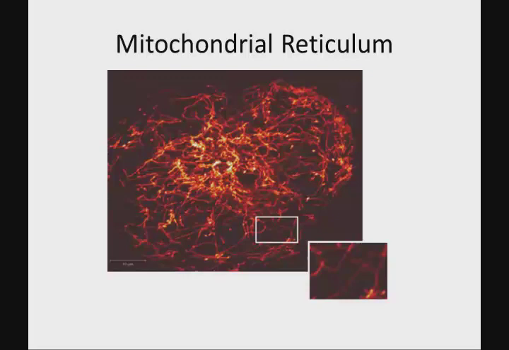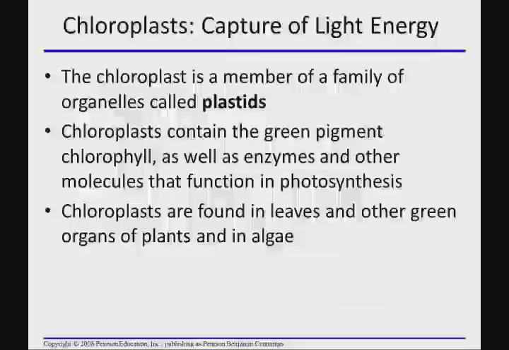Now, the other semi-autonomous organelle that we're considering are the chloroplasts. Again, they're one member of a family of organelles called plastids. But the chloroplasts contain a green pigment called chlorophyll, and we'll discuss this in greater detail when we discuss photosynthesis. This is going to be the site at which sunlight is captured and converted into a usable form of energy to fix carbon dioxide into sugars.